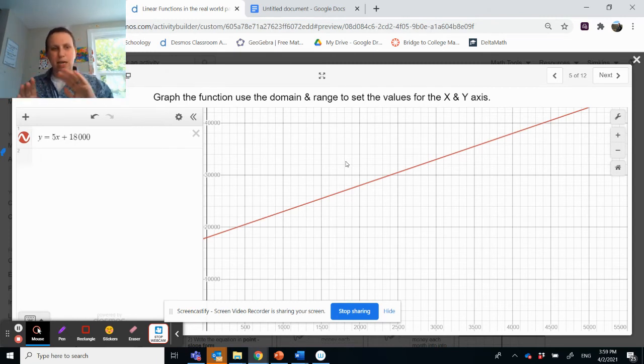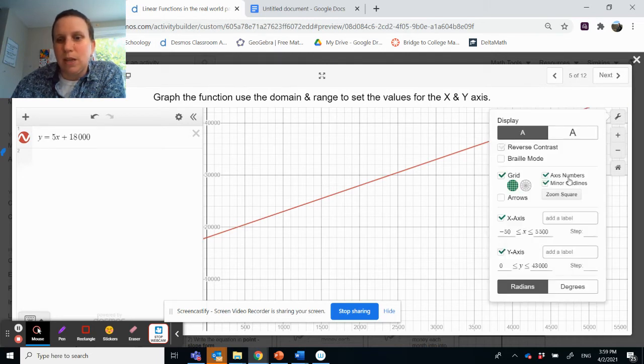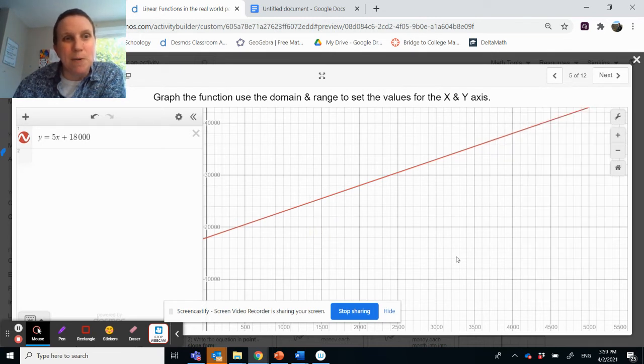If I had come in here and done all that without changing this domain and range, my graph wouldn't even show up. Right? So if you notice that your graph doesn't show up, the reason is that you need to go here and adjust the x and y axis to match your domain and range, or to be very close to your domain and range so you can see the whole graph.